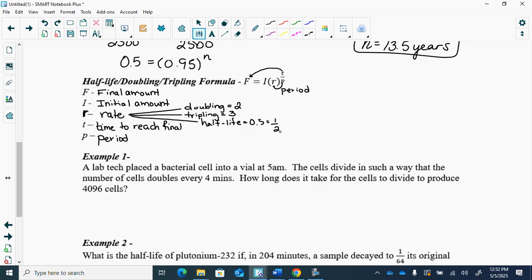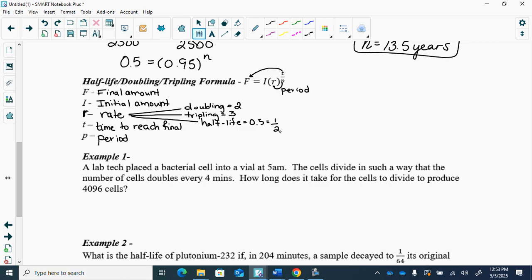So let's look at example 1. The hardest part about these ones is determining what the T and the P are. So you just have to make sure you know the difference. If it's a T, it's time to final. If it's a P, it's how long it takes to double, triple, or half. And the time often follows double, triple, or half if it's P. So let's go through this.